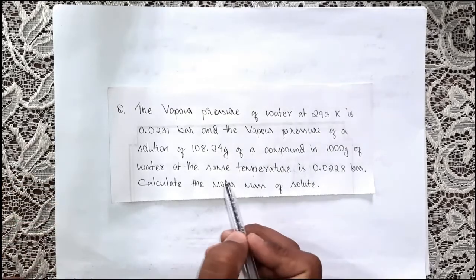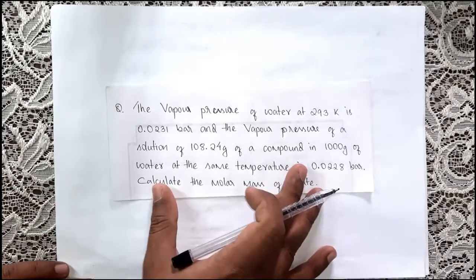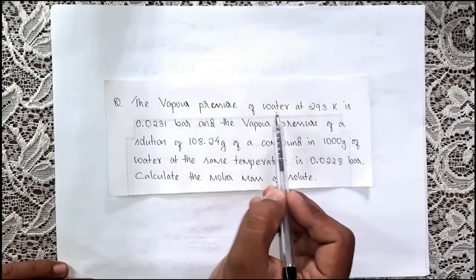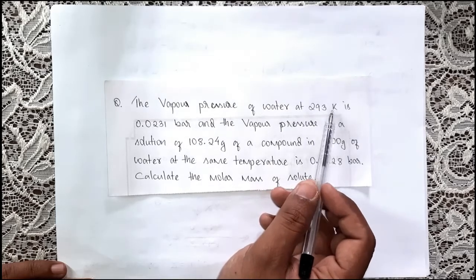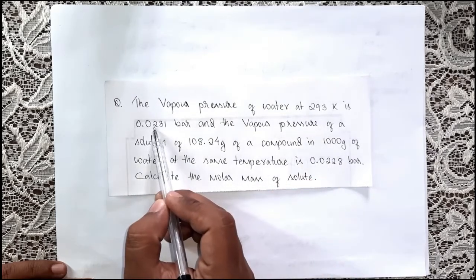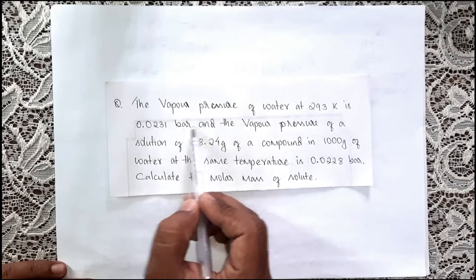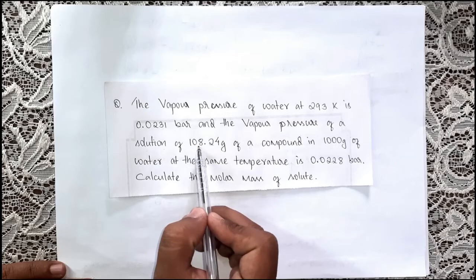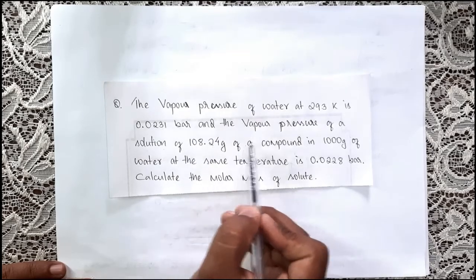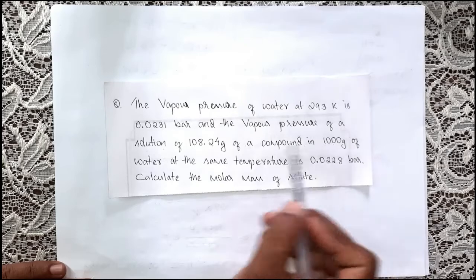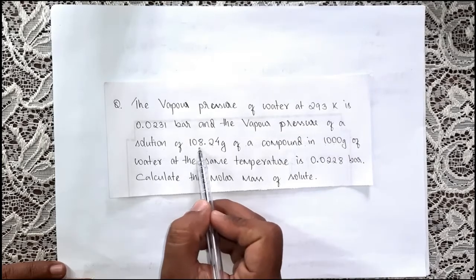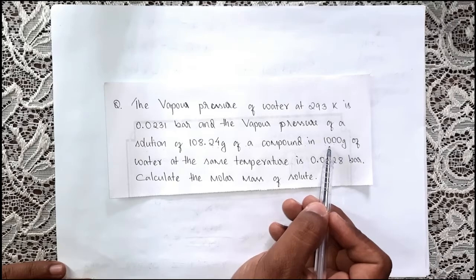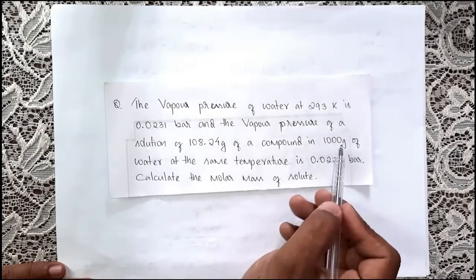So now again we will try the same type of question again. So here is the question. The vapor pressure of water at 293 Kelvin is 0.0231 bar, and the vapor pressure of a solution of 108.24 gram of a compound in 1000 gram of water. So 108.24 gram is added in 1000 gram of water. So again, this is gram and this is also gram.